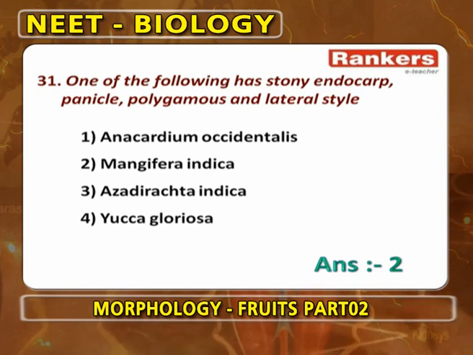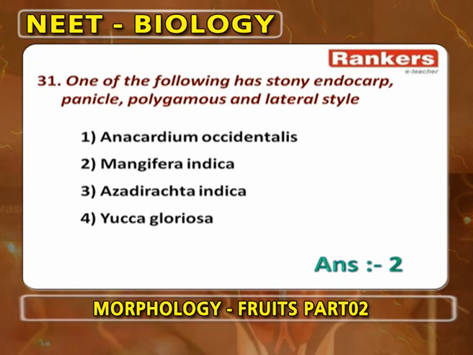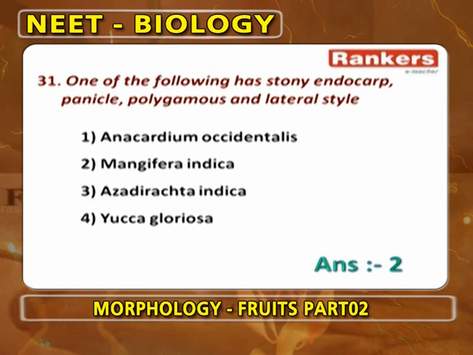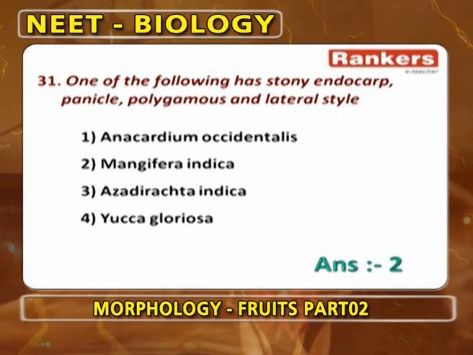Azadirachta indica: inflorescence is a panicle, lateral styles are not present. Polygamous condition may be present, but stony endocarp is not found. Yucca gloriosa: panicle is present, but stony endocarp will not be present. Polygamous flowers and lateral styles are not present. So, the answer for this question is Mangifera indica.